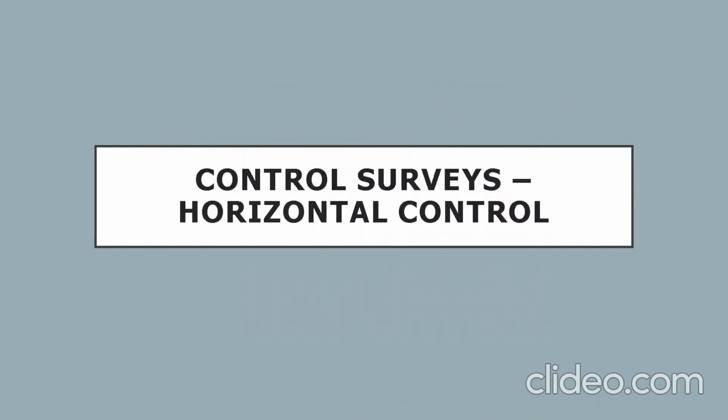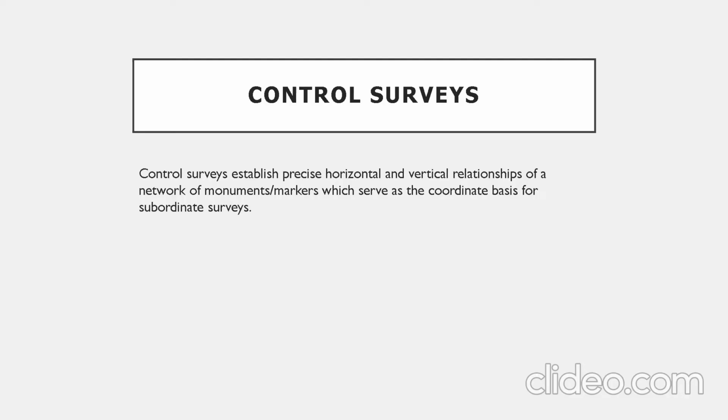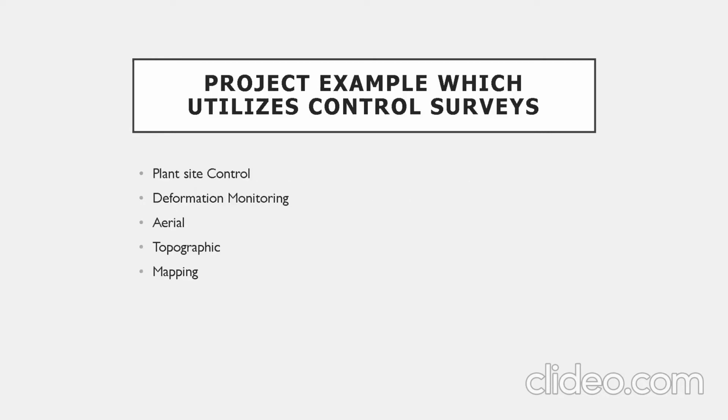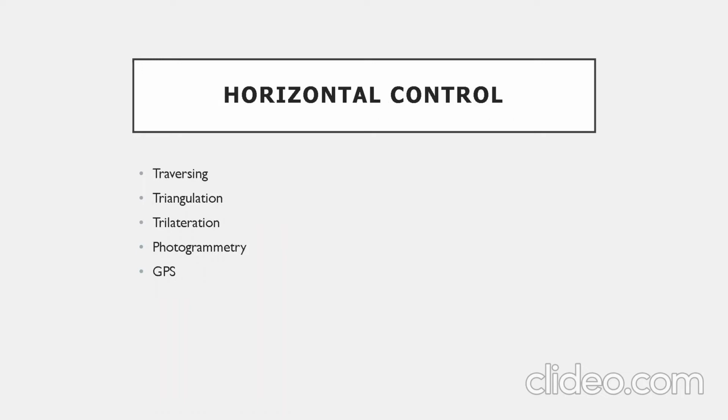The first part about control surveying is the horizontal control. So for definition, control surveying establishes precise horizontal and vertical relationship of a network of monuments or markers which serves as a coordinate basis for subordinate surveys. So it uses unique landmarks which serve as the coordinate basis for their surveying works. These are examples which utilize control surveys: plant site control, deformation monitoring, aerial, topographic, and mapping.